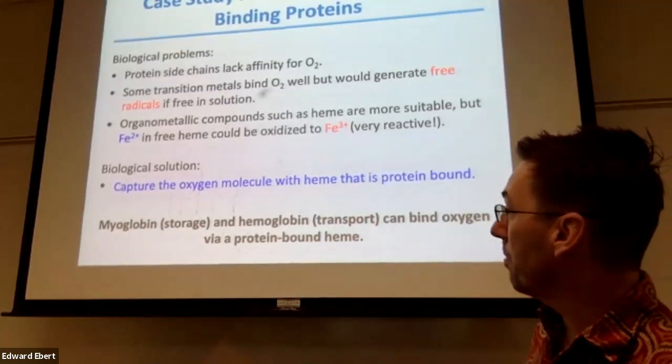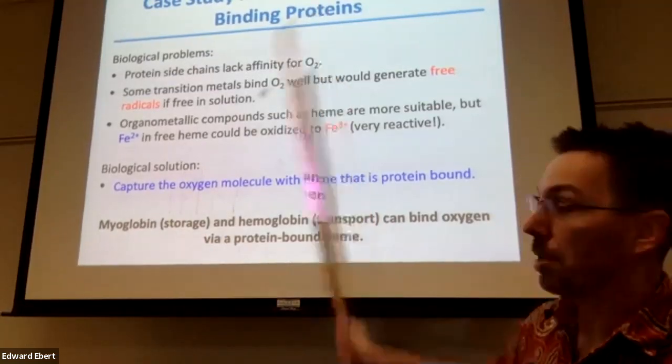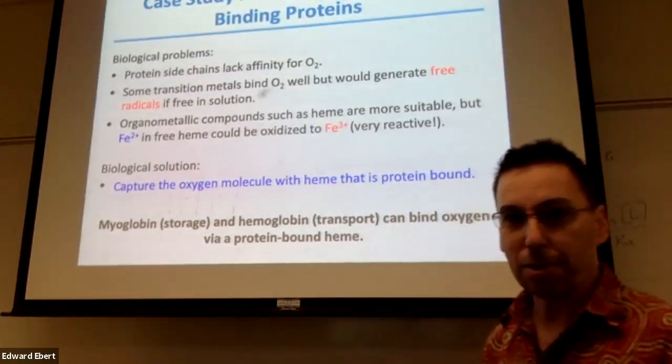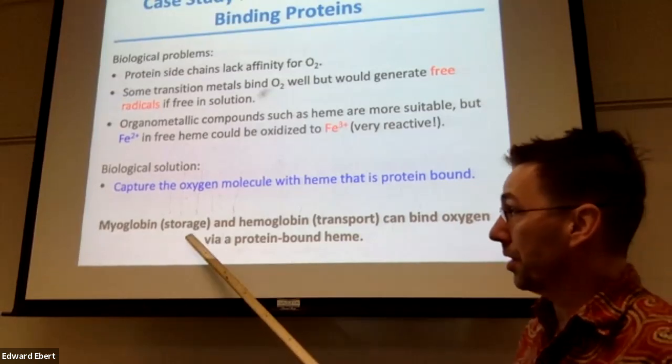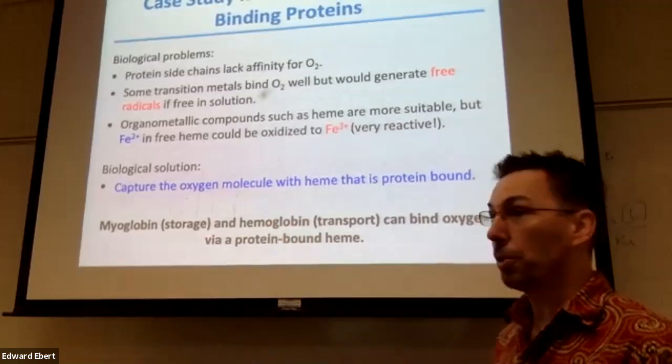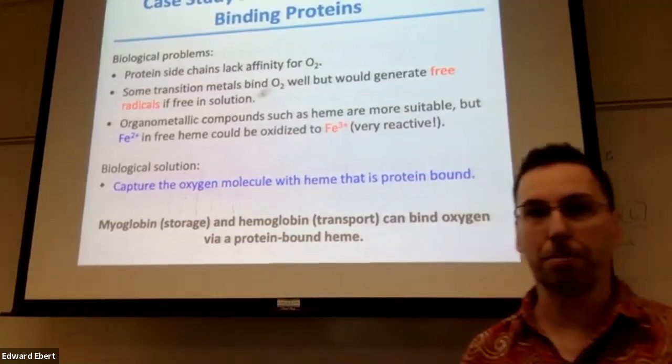So this is protein bound heme, and our globins are our heme binding proteins. Myoglobin is going to be the example of our storage protein; myoglobin is where we store our oxygen. Hemoglobin is where we transport our oxygen.